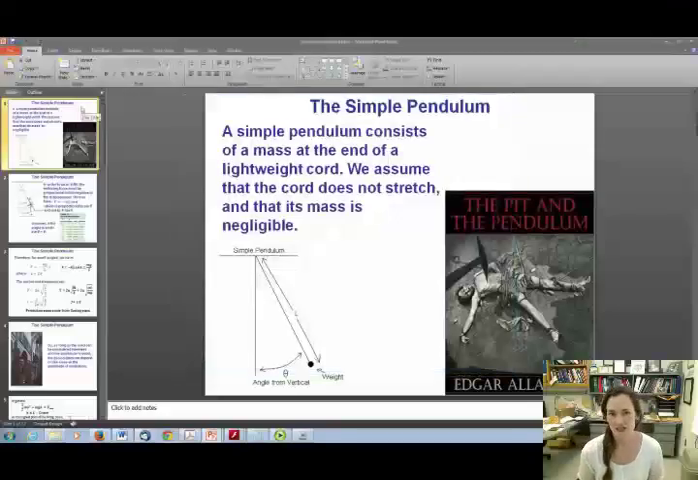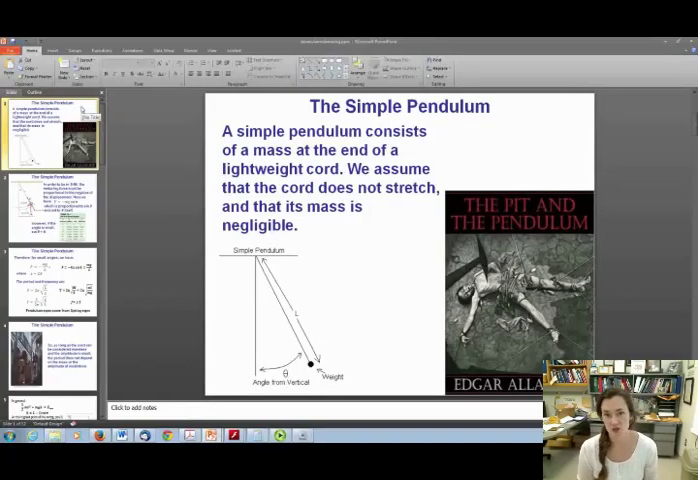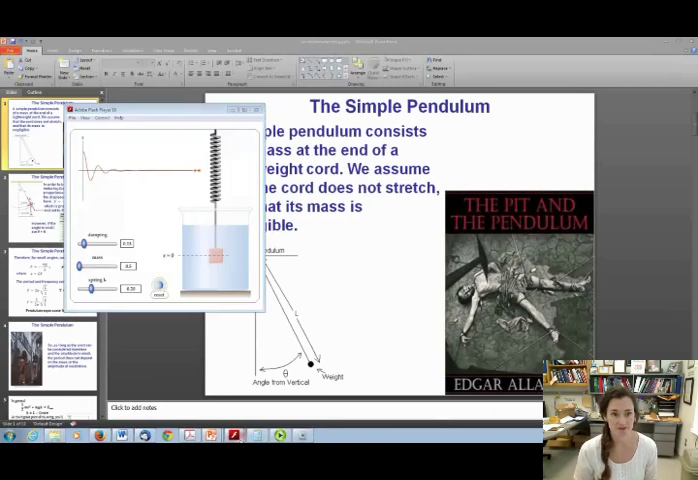Today I want to continue our discussion of simple harmonic motion and talk about the pendulum. A simple pendulum consists of a mass at one end of a lightweight cord, and we're going to assume that the cord doesn't stretch and that the mass of the cord is negligible. Then you pull the pendulum back from equilibrium at some small angle and let it go. If you do that, it'll exhibit simple harmonic motion.